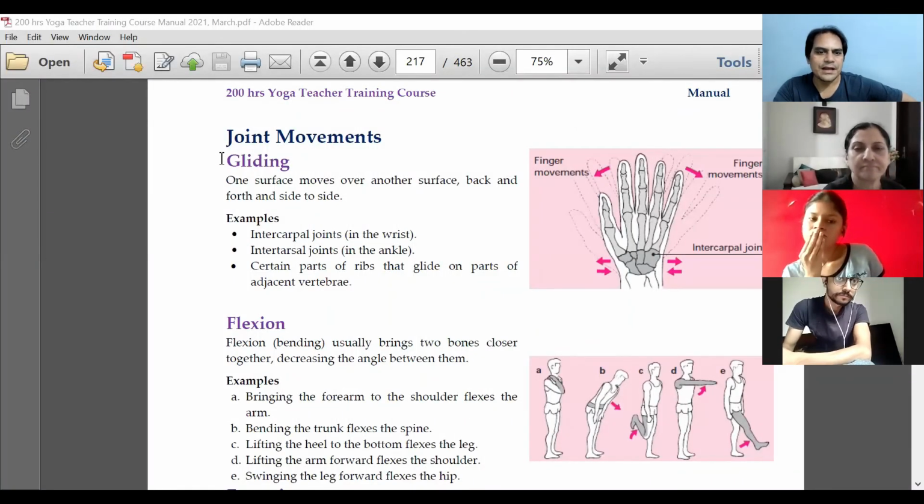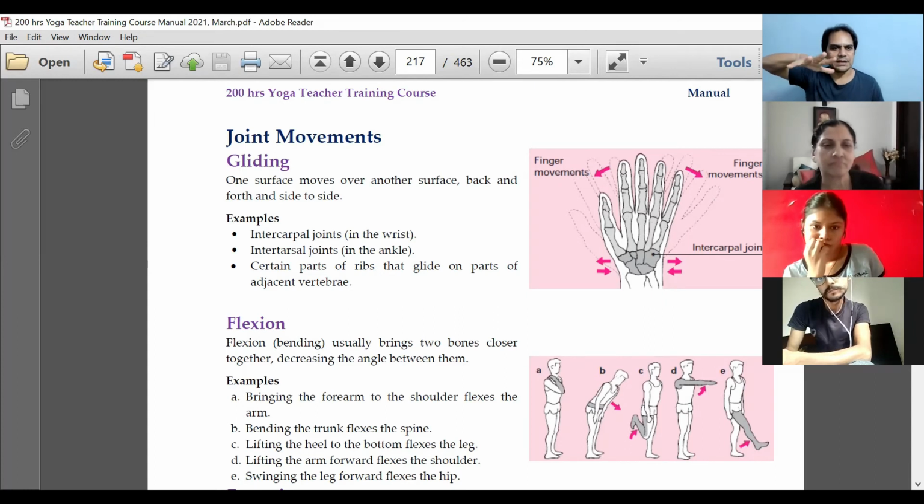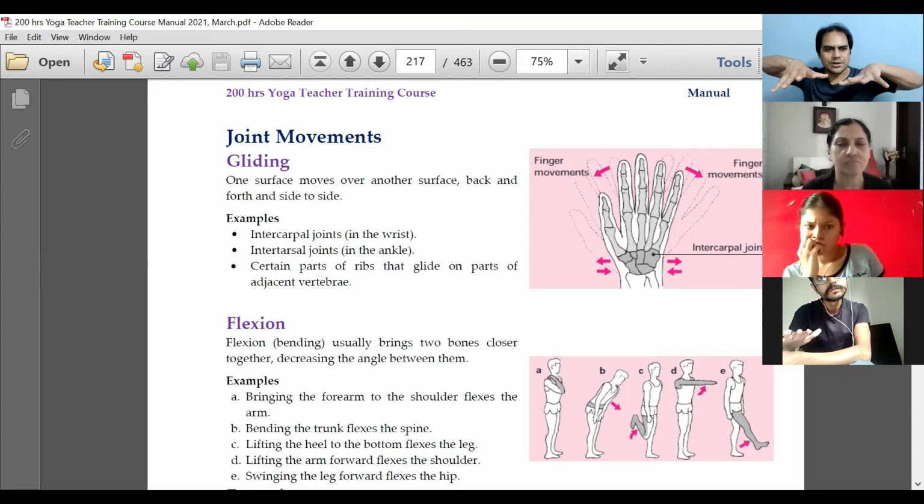See, first is gliding movement. Okay, so the intercarpals gliding is this gliding. Okay, this is called gliding.